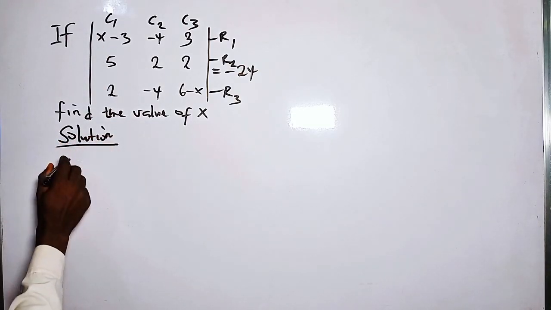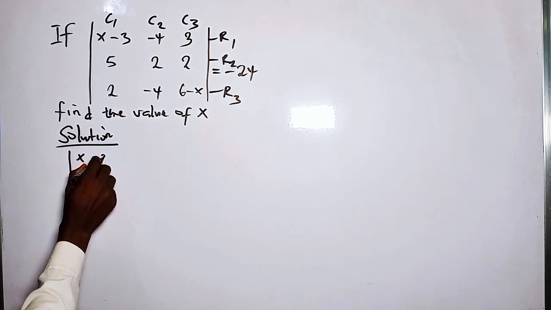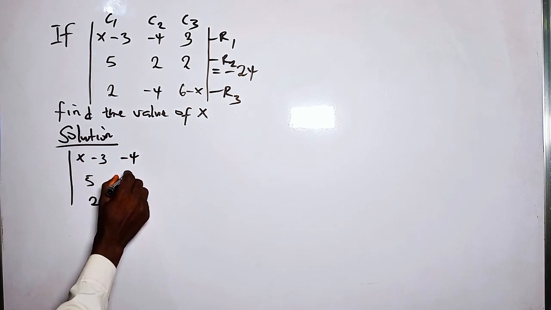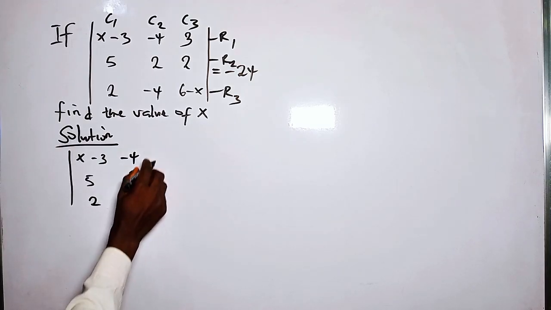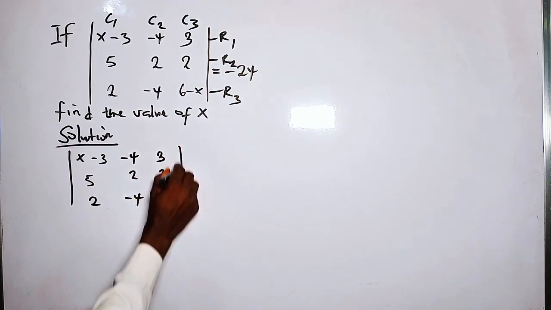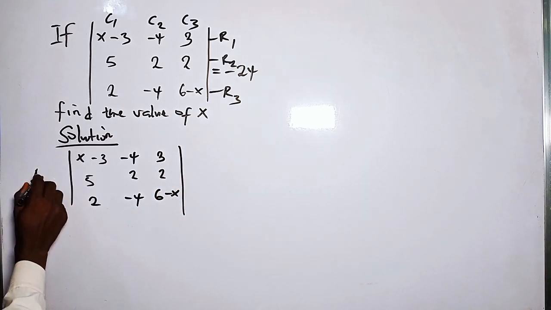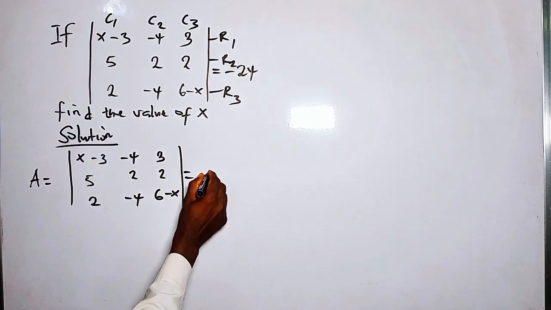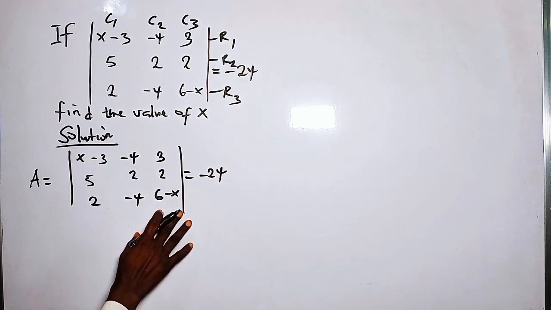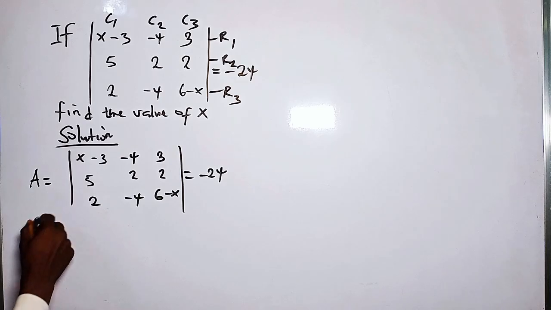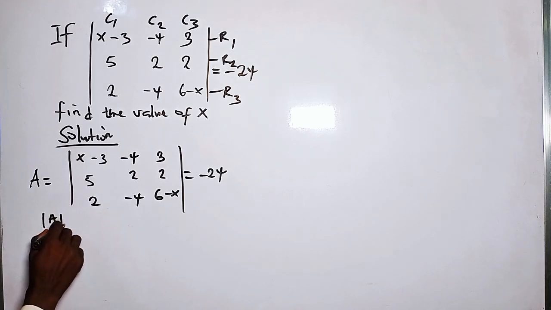For the elements, we have x minus 3, 5, minus 4, 2, minus 4, and then we have 3, 2, 6 minus x. So let us assume this is a matrix A. So this gives minus 24. So how do you find the value of x? Let us determine the determinant.